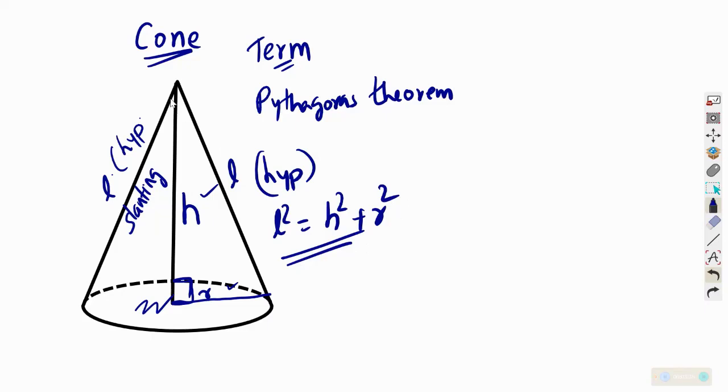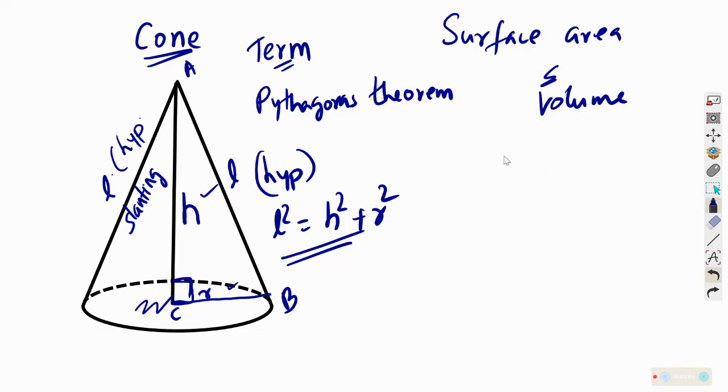You can name this as a triangle like A, B and C as center here, and accordingly you can explain how this slant height can be calculated using Pythagoras theorem. But that is not our work. Our work is to find out the surface area and volume of all these figures. Here it is a cone.